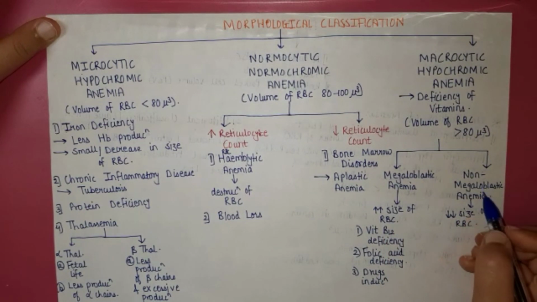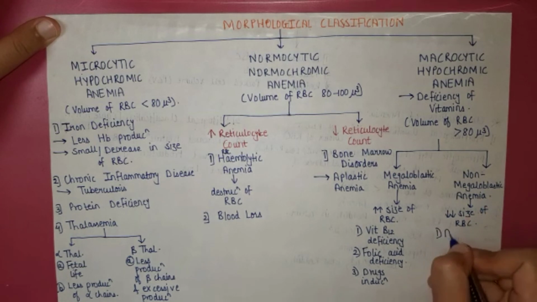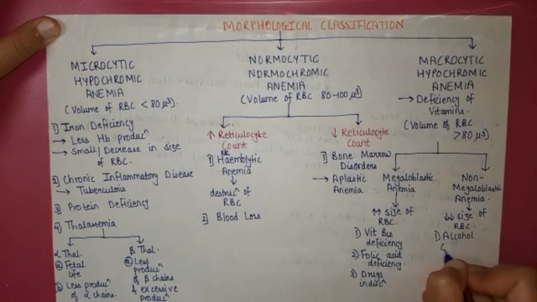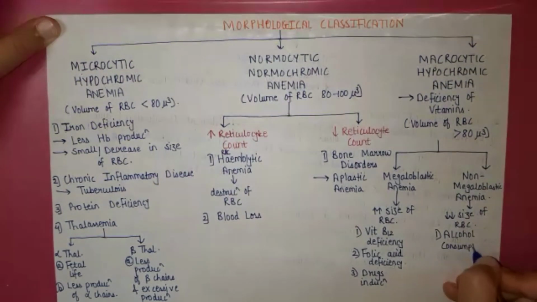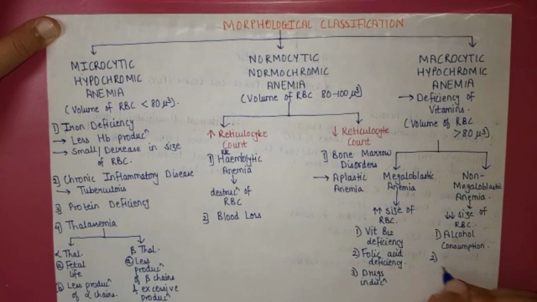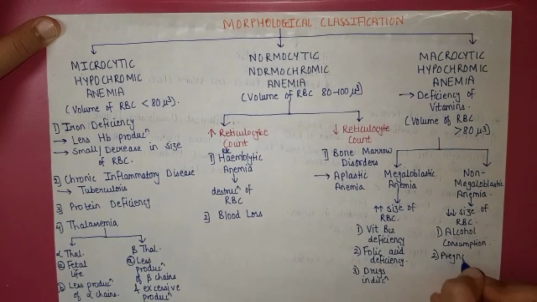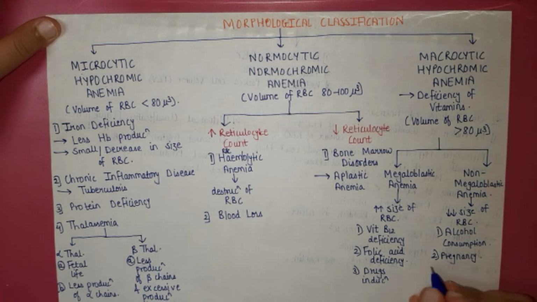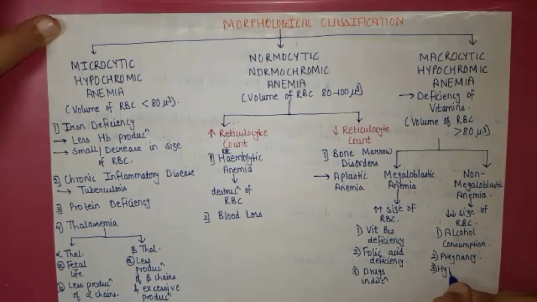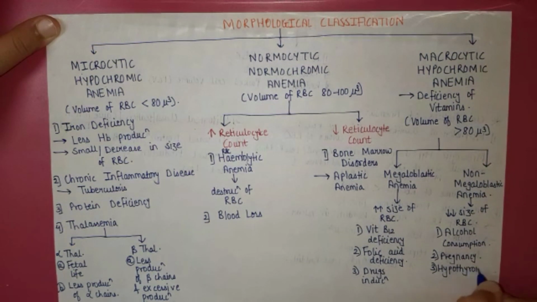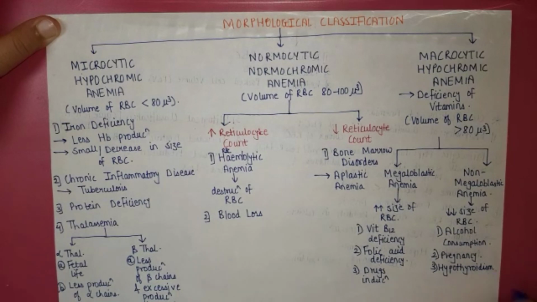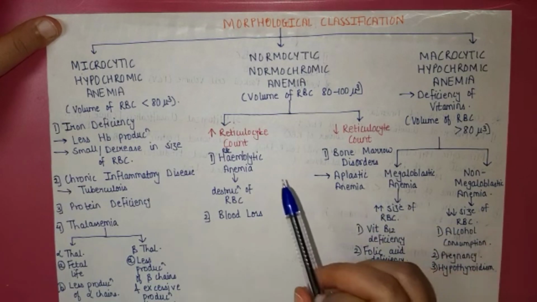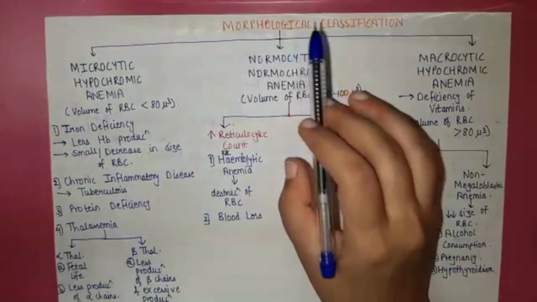Now the causes of non-megaloblastic anemia are alcohol consumption. The second cause of it is pregnancy. In some pregnant women, the size of the RBCs decreases. Hence, that condition is called macrocytic non-megaloblastic hypochromic anemia. And the third cause is hypothyroidism. So this was the classification based on the morphology of RBCs.